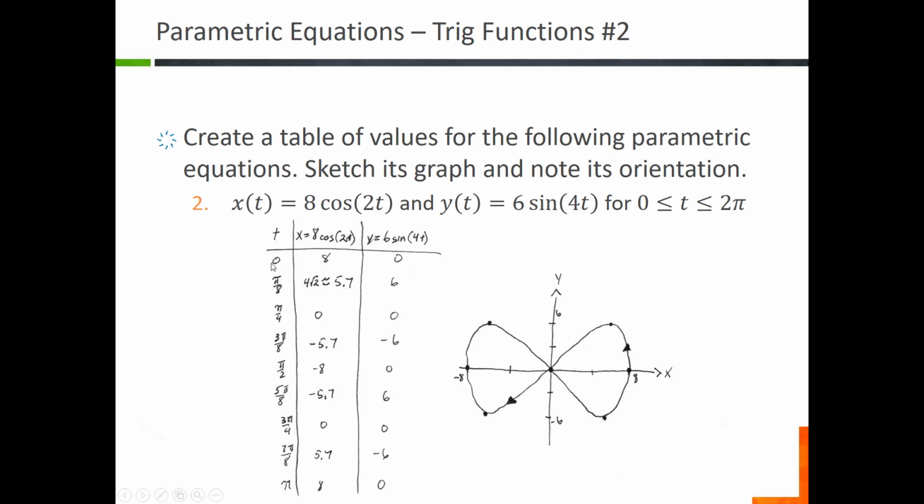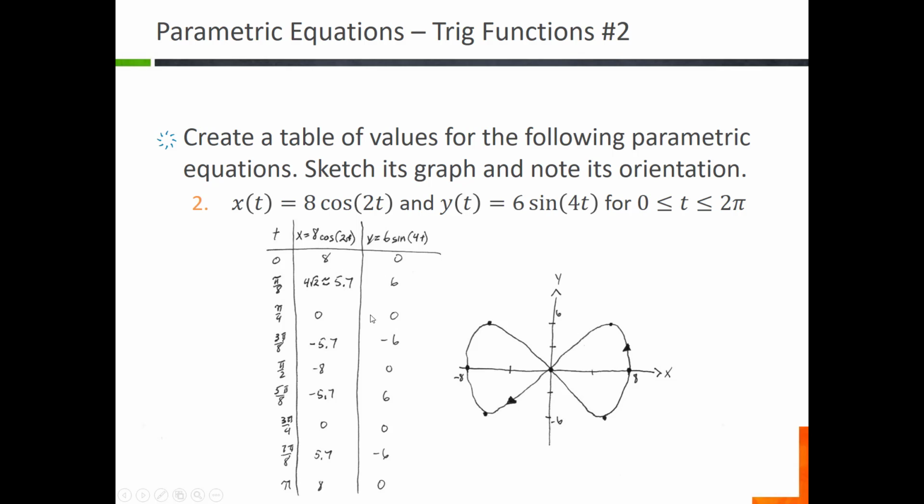So anyway, we take the 0 and plug it into our x function. Again, cosine of 0 is 1, so we're going to get an 8. Sine of 0 is 0, so we're going to get 0. And we continue working all the way through this. If we did pi over 8, 2 times pi over 8 would be pi over 4, and cosine of pi over 4 is root 2 over 2. Times an 8 gives us 4 root 2, and that's about 5.7. If we take pi over 8 and put it in for the sine here, 4 times pi over 8 becomes pi over 2. Sine of pi over 2 is 1, and so that's why we get a 6 here.